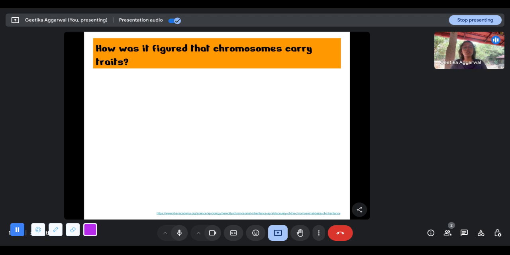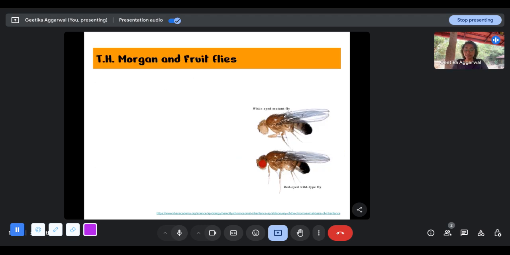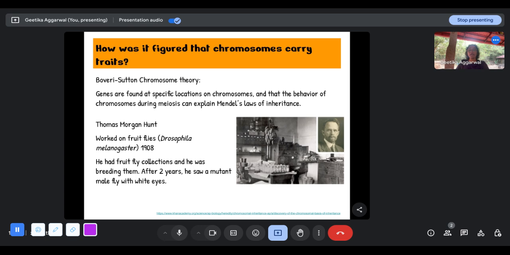Yeah. So he worked with Drosophila melanogaster around 1908, in the early 1900s. He had a fruit fly collection, as you can see in this image. He had all these vials full of fruit flies, and he was breeding them. Why he chose fruit flies is because they are cheap, because they can be stored in large numbers, because they are small organisms, and because they have a small breeding time or small doubling time.